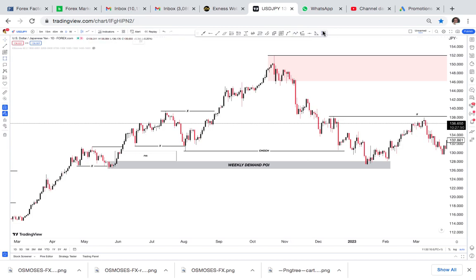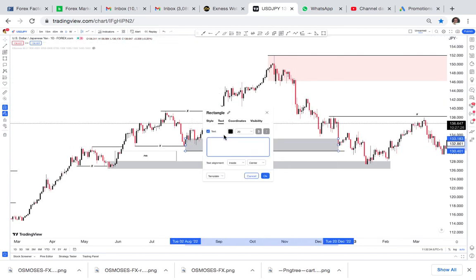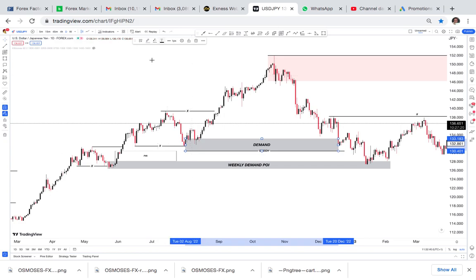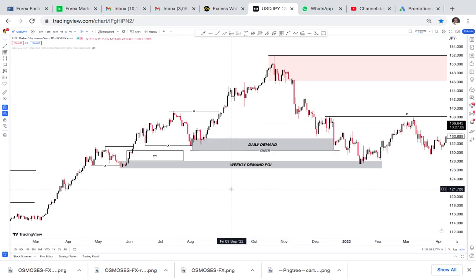And let's see, did price mitigate it? This hammer here, at least it paid a little. So what do we have? Oh, it didn't pay at all. Okay, it did pay a couple of pips before it was taken out. So it's still a demand. Let me just mark it as demand. So I'll assume it's a daily demand there.